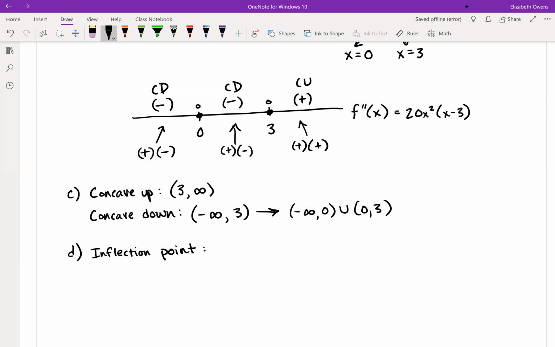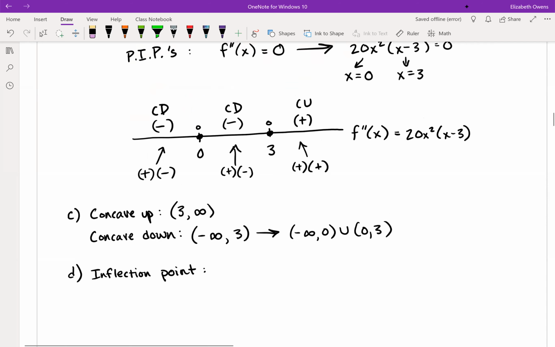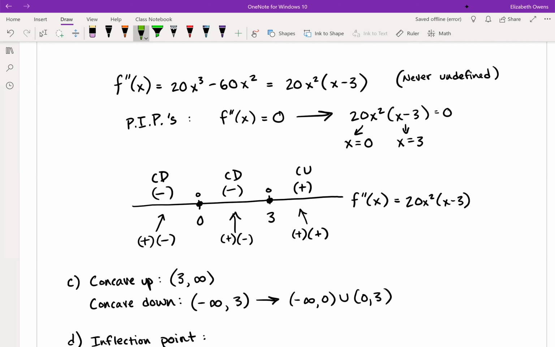Okay, so an inflection point is where the function changes concavity. I was going to say shifts concavity, but changes makes more sense there, I think. So we only have a change in concavity around x equals 3, where it goes from concave down to concave up. x equals 0 is not an inflection point, even though we found it in the same way. That's why these are potential inflection points. These are not guaranteed inflection points, because x equals 3 is an inflection point and x equals 0 is not.